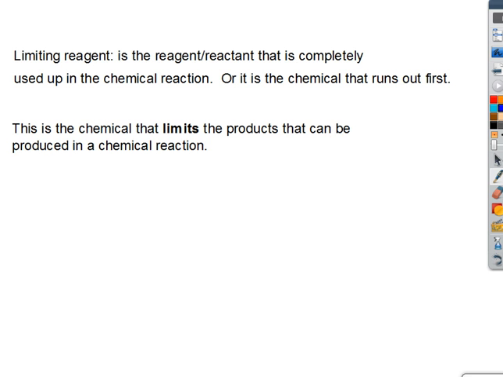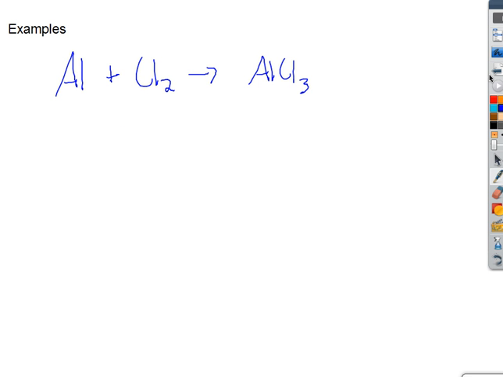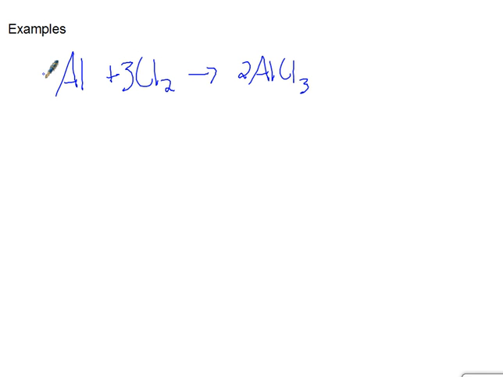So let's look at some real-world examples. If we have an equation, say we put aluminum and chlorine together and we make aluminum chloride, what steps do we actually need to take? Well, first off, just like in stoichiometric calculations, you have to start with a balanced chemical equation. This equation is not balanced. To balance it, let's put a 3 right here, a 2 here. We'll come back and balance our aluminums with another 2 here. Now we have a balanced chemical equation, and it tells me that I need 2 moles of aluminum and 3 moles of chlorine to produce 2 moles of aluminum chloride.